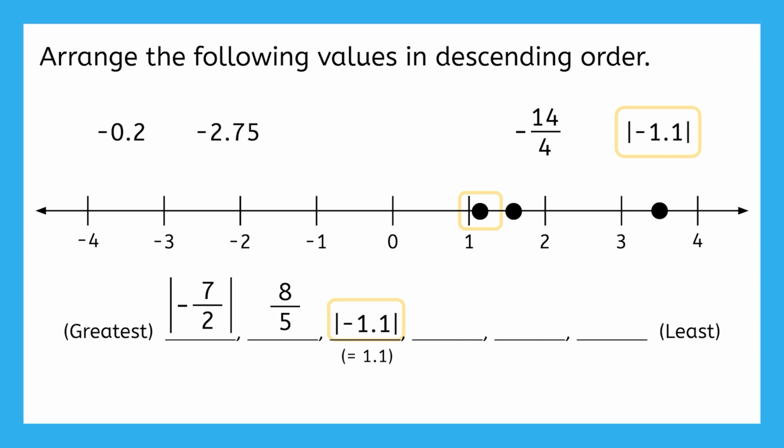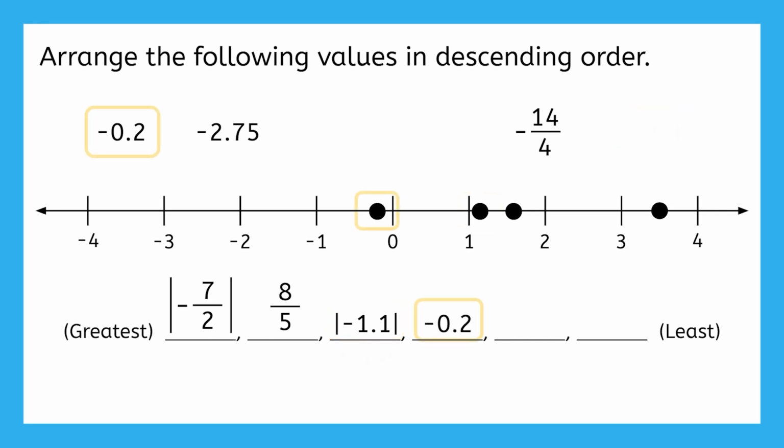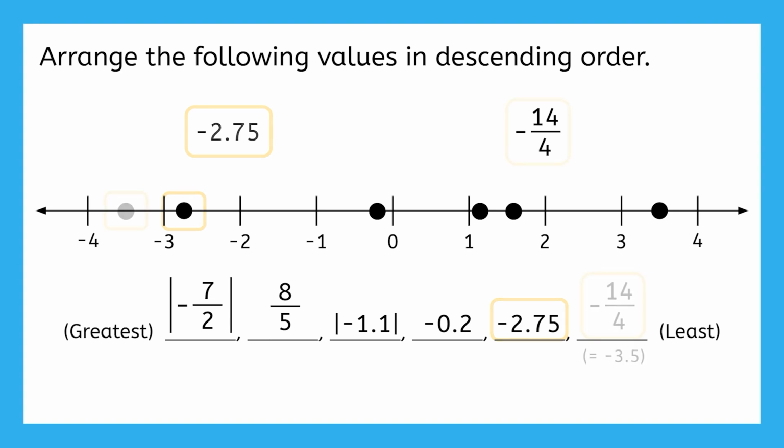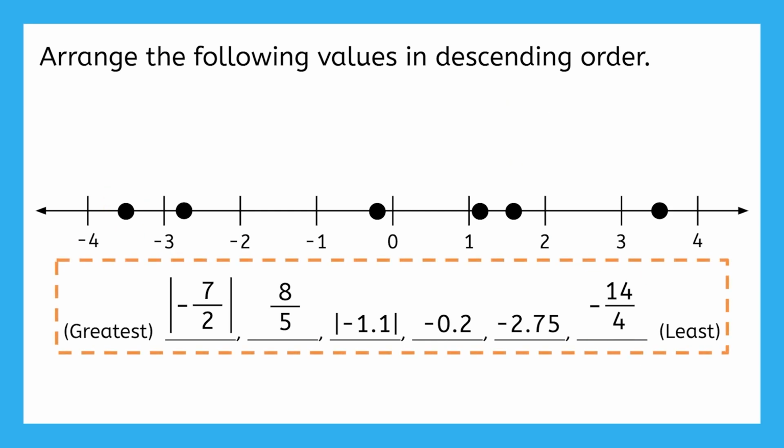Now we're on to the negatives. What's the largest negative value in this list? Yeah, negative 0.2. Of all the negative values on this list, negative 0.2 is the closest to 0 and the farthest to the right. Second to last on this list is negative 2.75, and the smallest number on the list, also the point plotted farthest to the left, is negative 14/4, or negative 3.5. Together, we now have the full and complete list of values arranged in descending order. Great job!